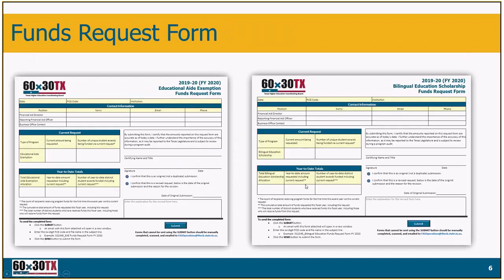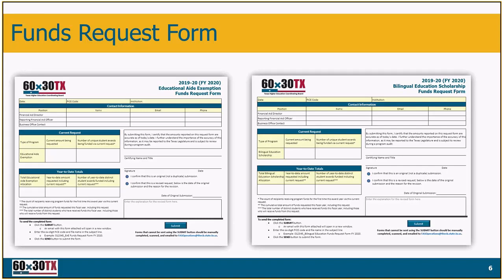Educational aid and bilingual education scholarship. This process is not changing for 1920. So if you participate in these programs, you will go online to our Student Financial Aid Programs website and you'll submit one of these 2 forms. This is the educational aid form. This is the bilingual form. You fill it out and you submit it through an email account. And once we receive those, we will approve the funds and route those over to you through the comptroller.